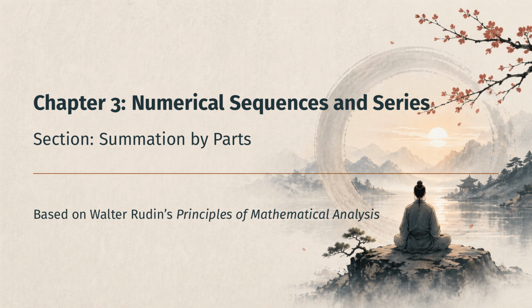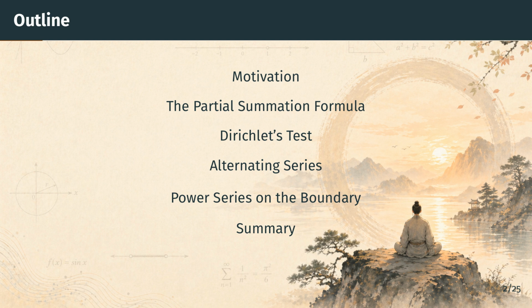The payoff is a family of convergence tests for series of the form sum of a sub n times b sub n, where the factor b sub n is monotonic. From this one tool, we will get Dirichlet's test, the alternating series test that Leibniz knew, and a result about power series on the boundary of their disk of convergence. Let's begin. Here's the plan.